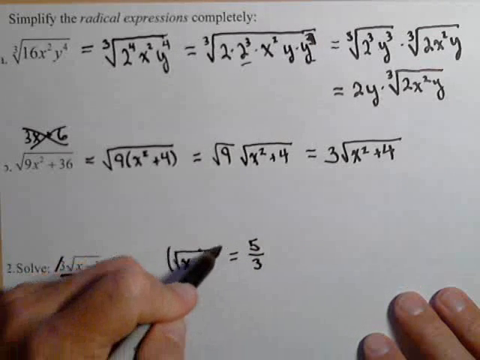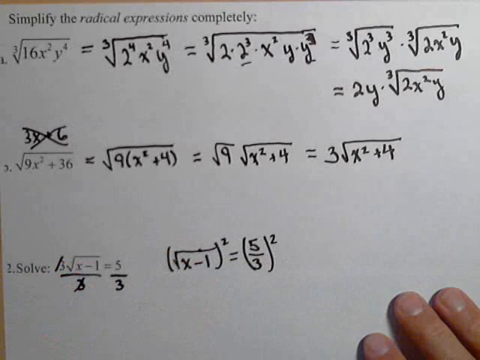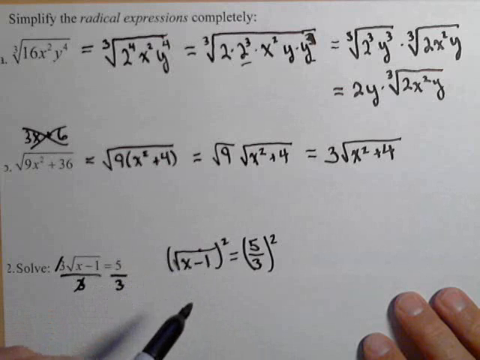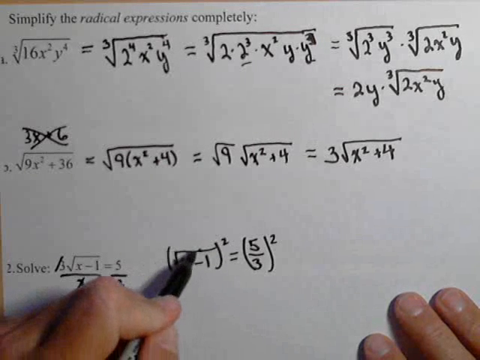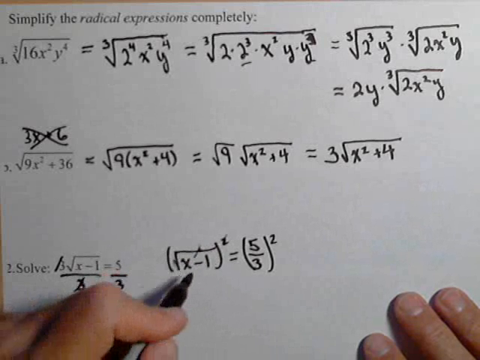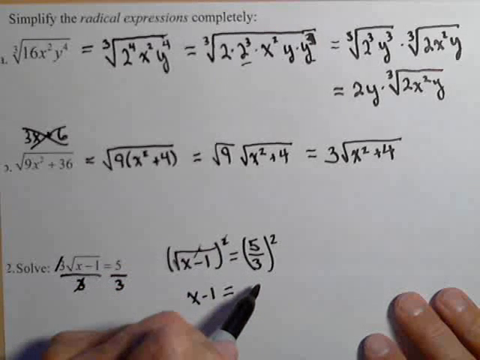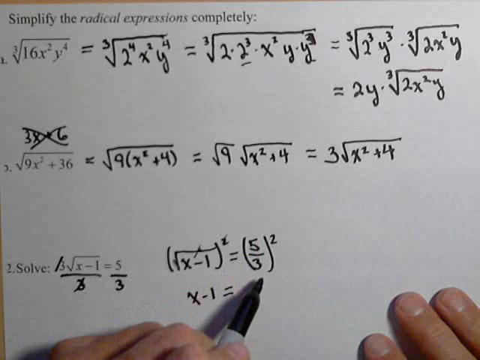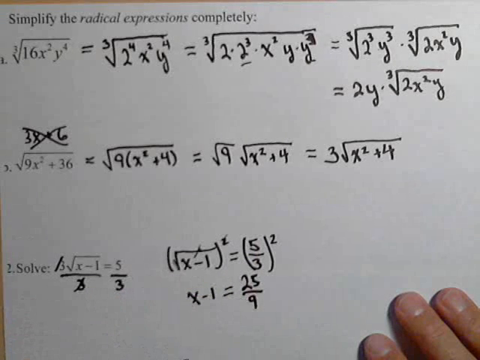Now, next step will be to square both sides. That's what gets rid of the radical. That's why we like to isolate it. It won't always be possible, but this will be one of the steps, squaring both sides whenever you're solving an equation involving a radical. So it's kind of like the radical and the square cancel each other out. And we get x minus 1 equals 5/3 squared is 5/3 times 5/3, or 5 squared over 3 squared. 5 squared is 25. 3 squared is 9.